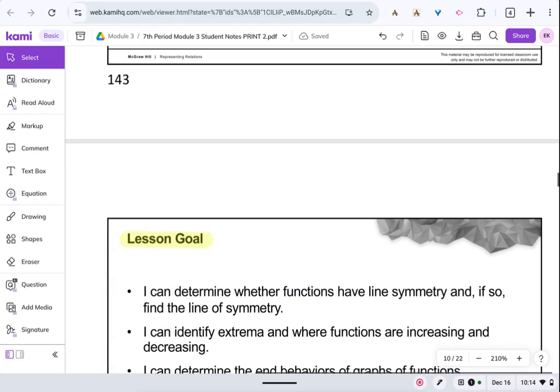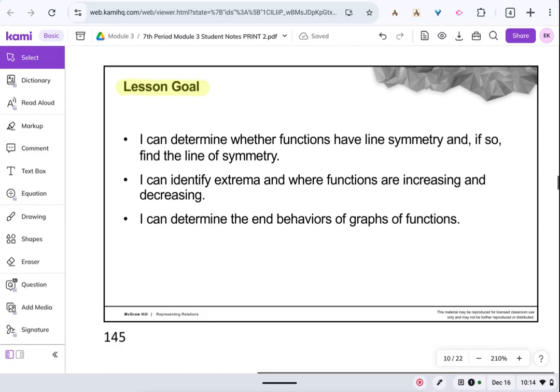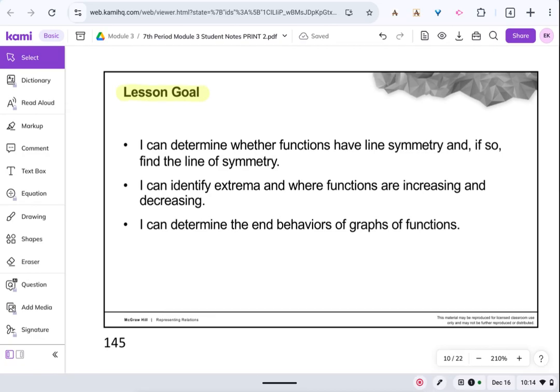So our goal for today on slide 145, we're just going to determine whether functions have line symmetry and then find that line symmetry. In our next video tomorrow, we'll talk about extrema, and then that's going to be the end of our unit. So we're going to be cutting off some of the stuff for 3-5, which is okay. We're going to still get most of it done though.